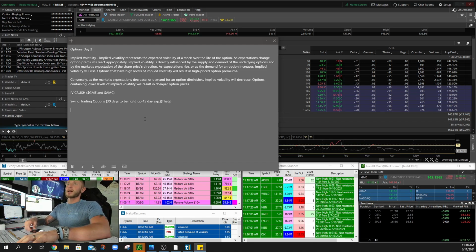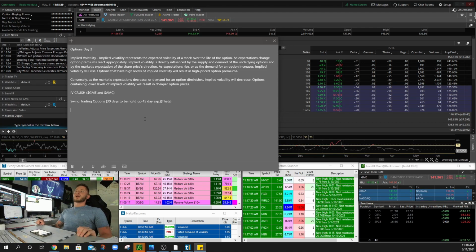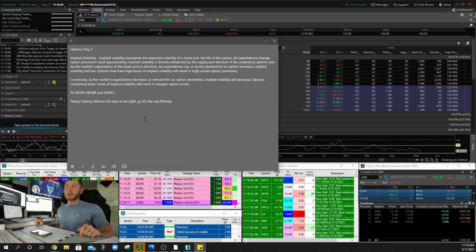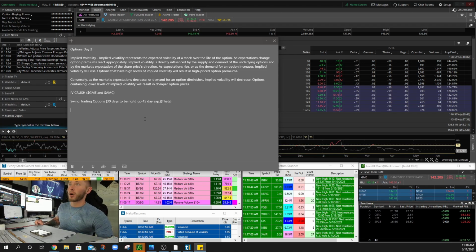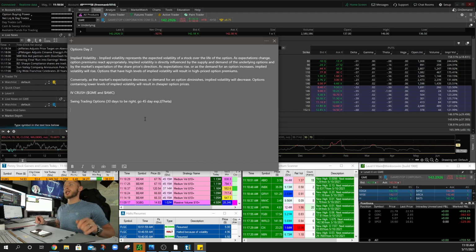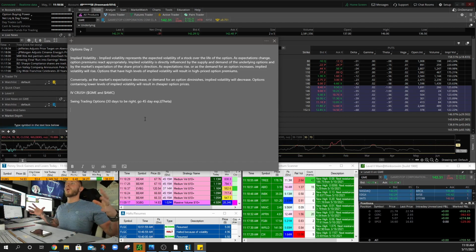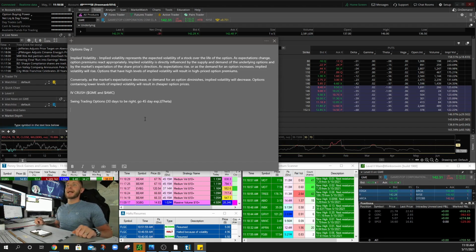The IV crush, guys. So again, the IV, implied volatility, represents the expected volatility of a stock over the life of the option. All right? Options that have high levels of implied volatility will result in high-priced option premiums. Conversely, as the market's expectations decrease or demand for an option diminishes, implied volatility will decrease as well. Options containing lower levels of implied volatility will result in cheaper option prices. All right? Again, we talked about IV crush.